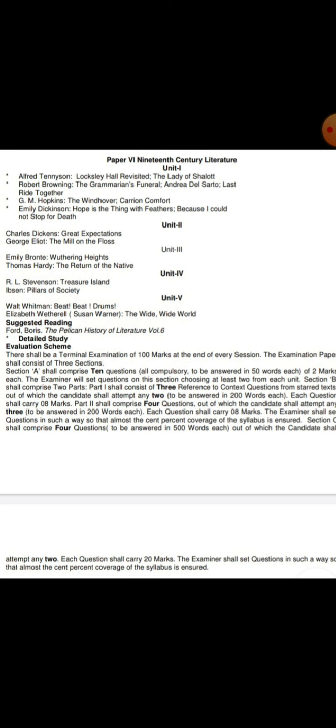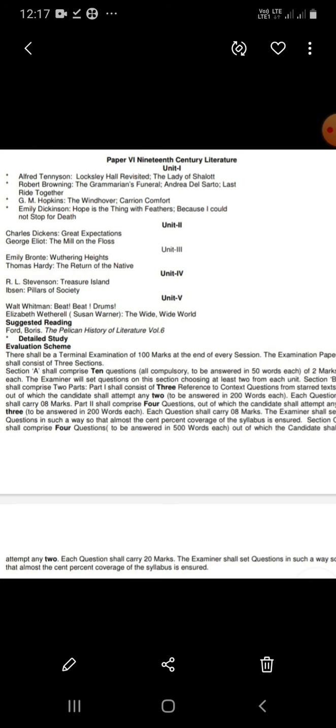Then we have G.M. Hopkins. Gerard Manley Hopkins is the full name. He is the poet known for his religious inclinations. So we have 2 poems by him in our syllabus, The Windhover and Carrion Comfort.